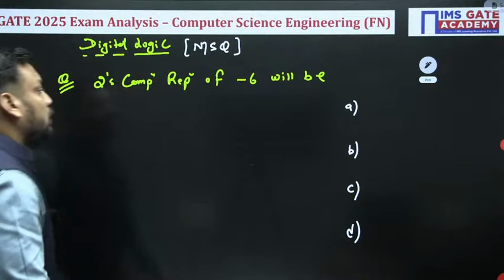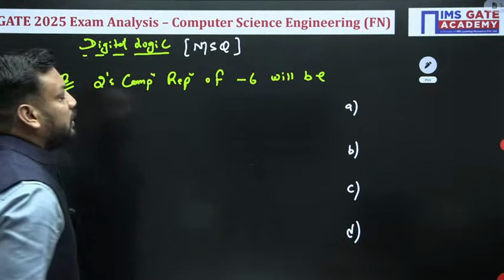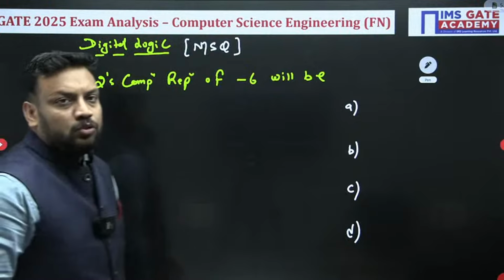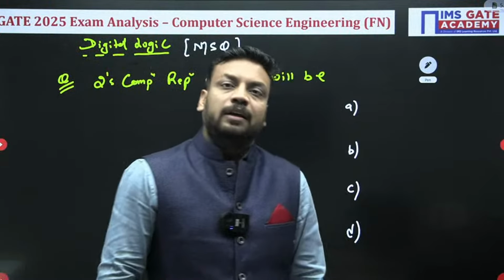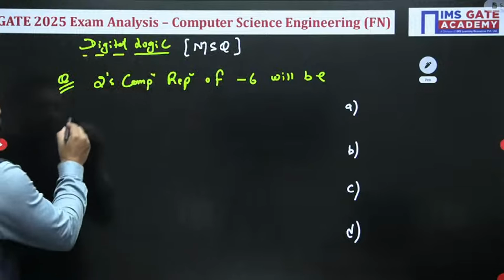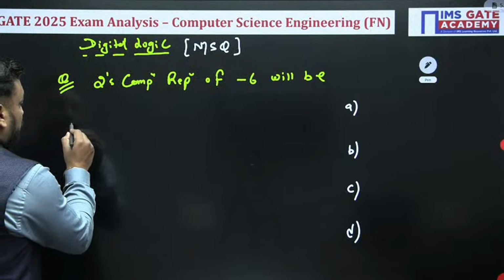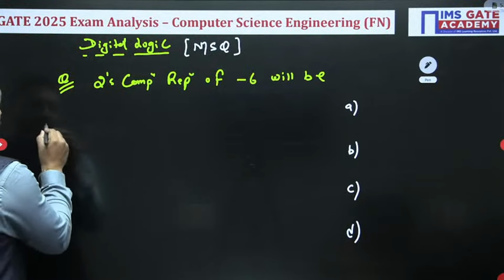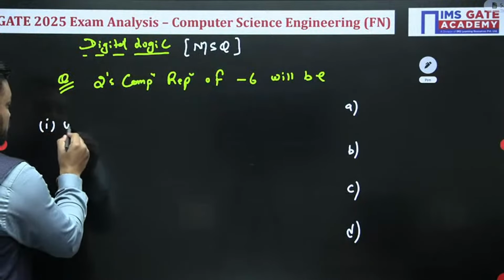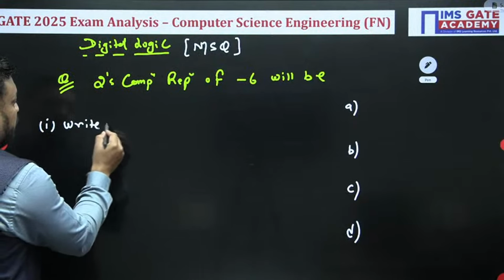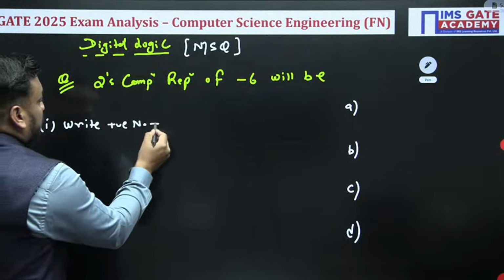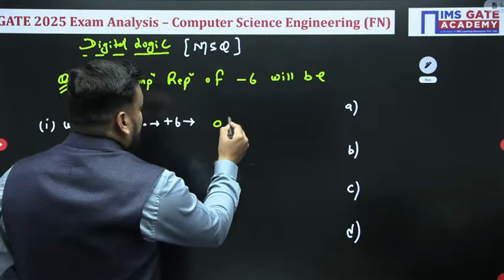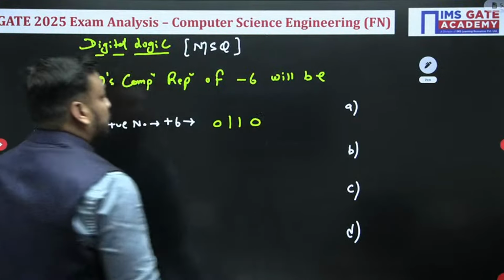Okay. So if I talk about the 2's complement representation of -6, first of all, what is the process to represent a negative number in the 2's complement? So 3 steps we need to follow. First of all, we should write the positive number. So I need to write +6. Step number 1, write the positive number. Can you please tell me how can you write +6? You can write +6 as 0 1 1 0. Tell me guys, yes or no?